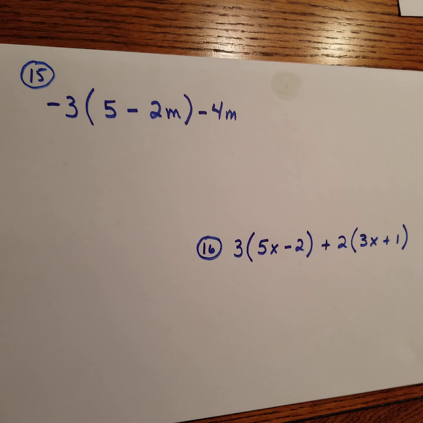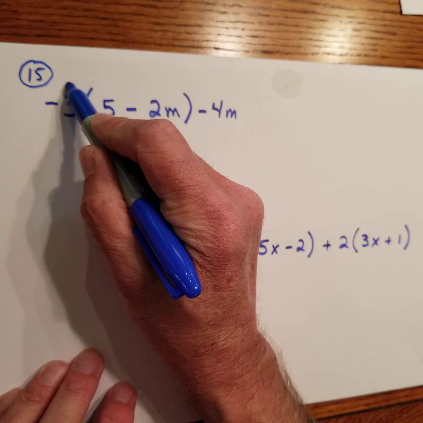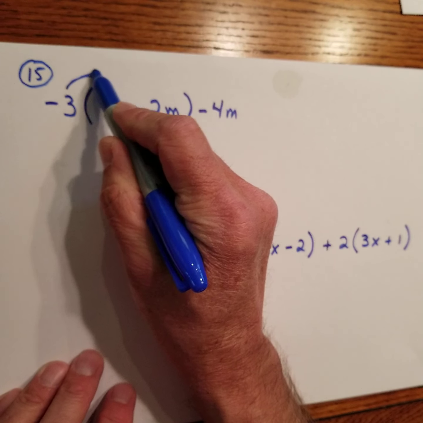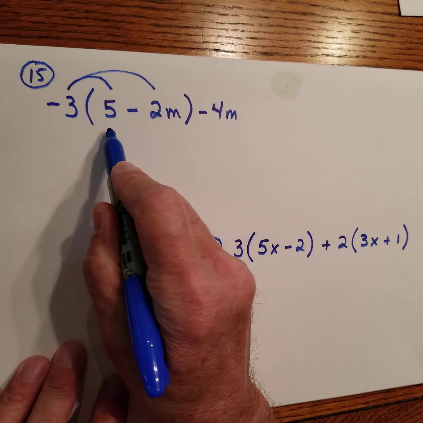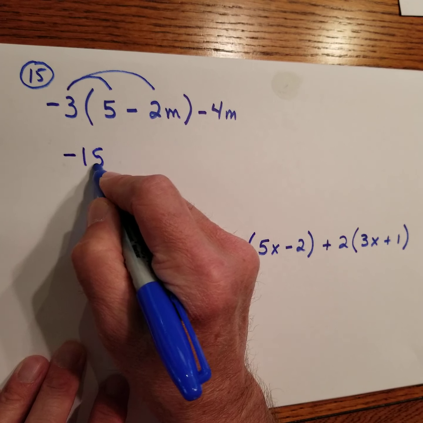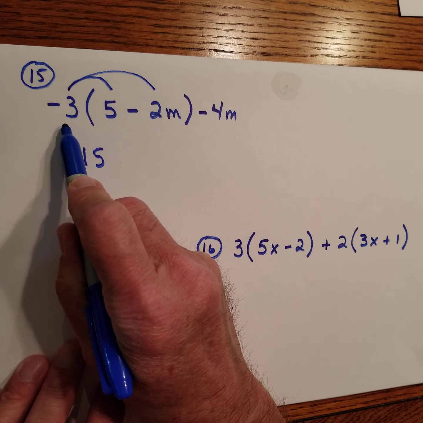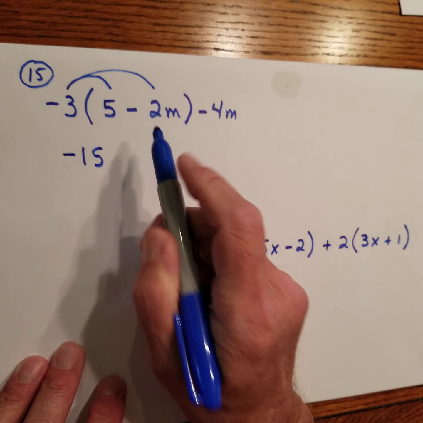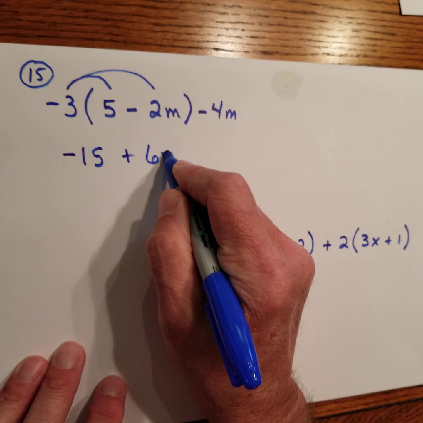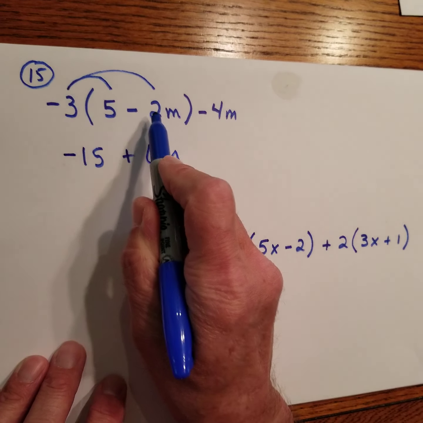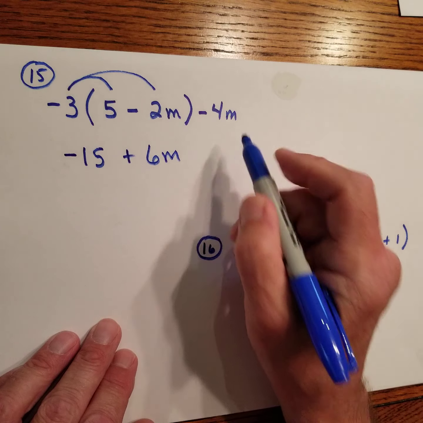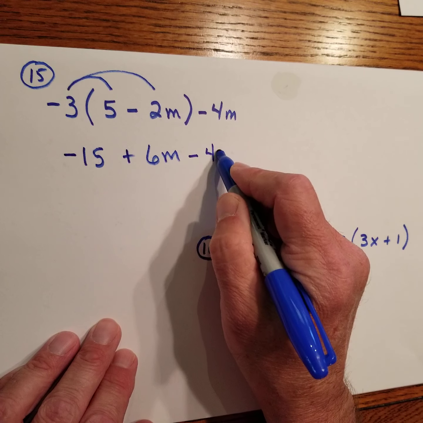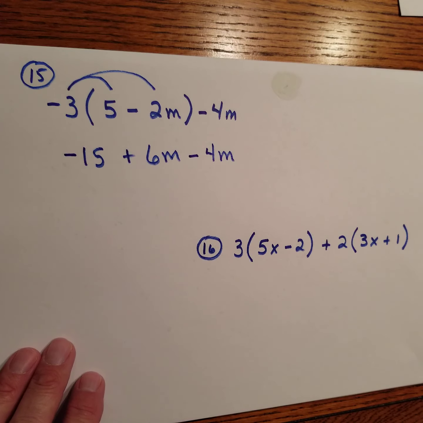This one's loaded with negative signs. Let's see if we can make it through. We'll start by distributing. Negative 3 times 5, negative 3 times negative 2m. Negative 3 times 5 is negative 15. Negative 3 times negative 2 is positive 6m. This is a negative. This one's a negative. Two negatives make a positive. Now the minus 4m was outside of the parentheses, so I'll copy it.